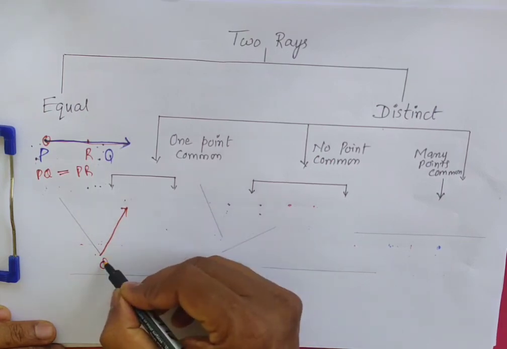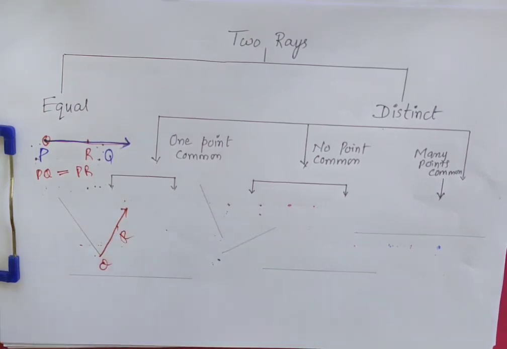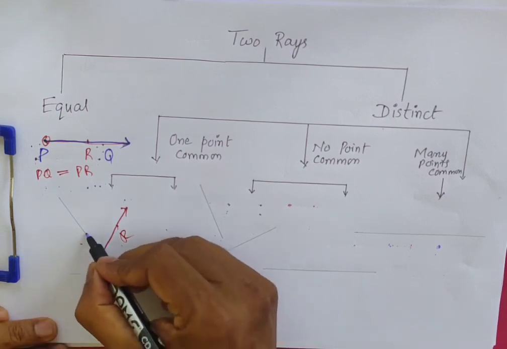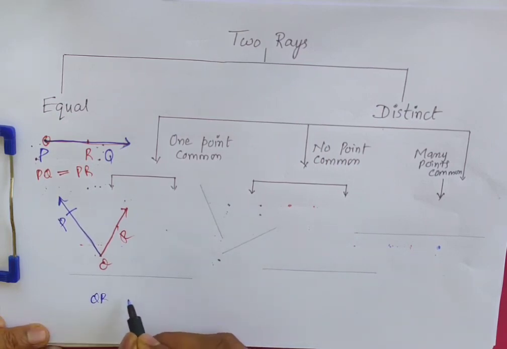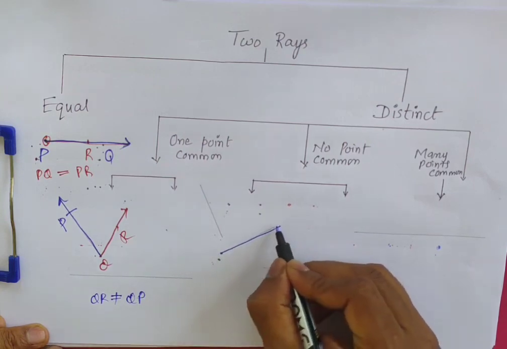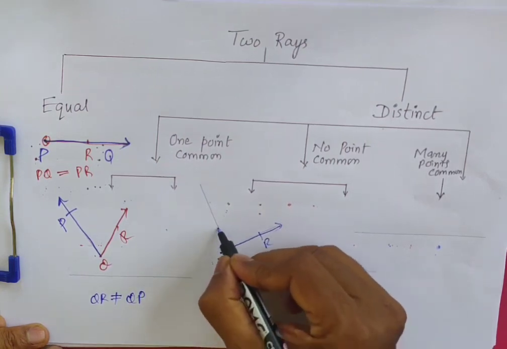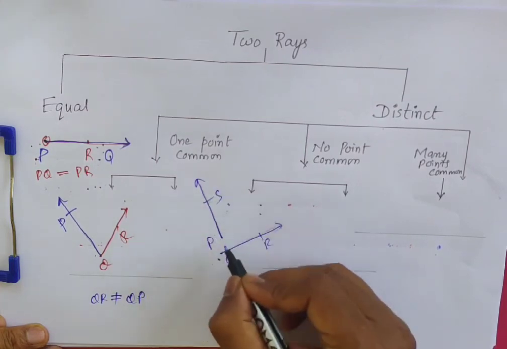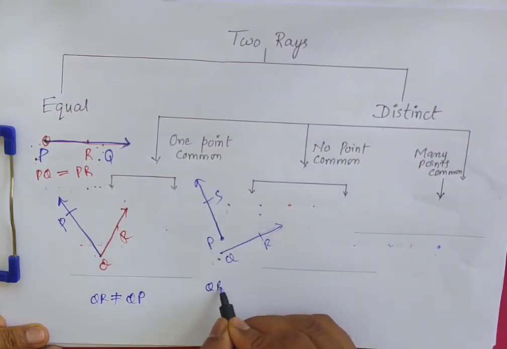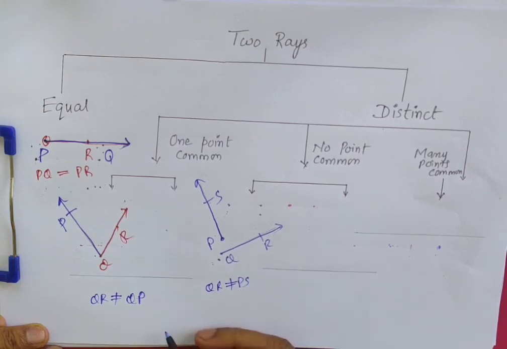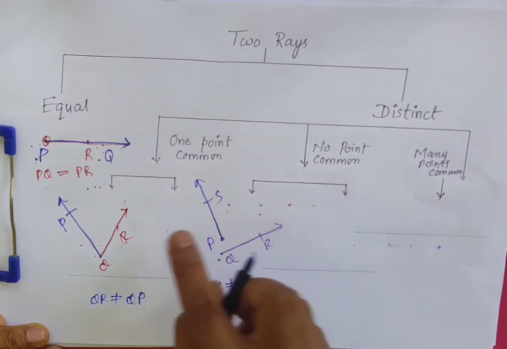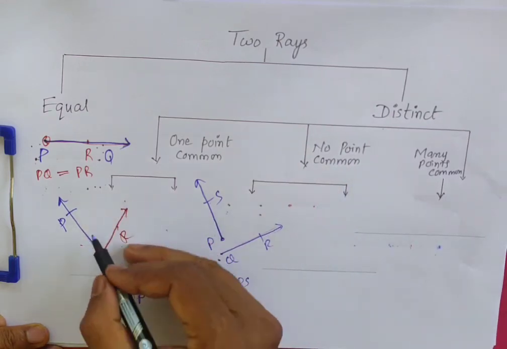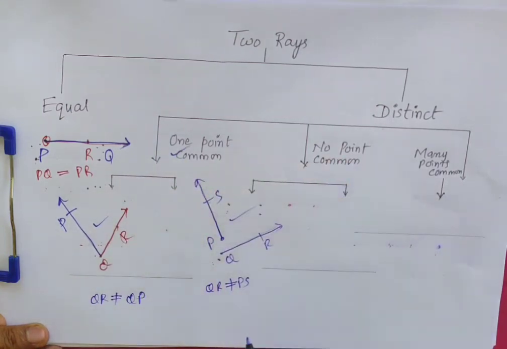This is ray QR and this one is ray QP. So one point is common, so these rays QR and QP are not equal. Here ray QR and ray PS are different. So ray QR is not equal to ray PS because there is no point common. In this case one point is common, and in this case no point is common.